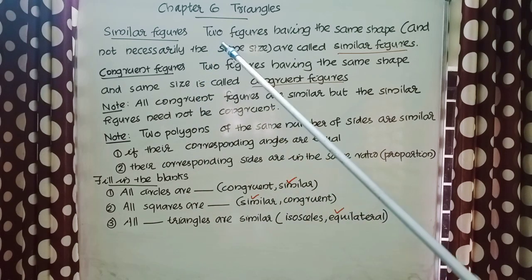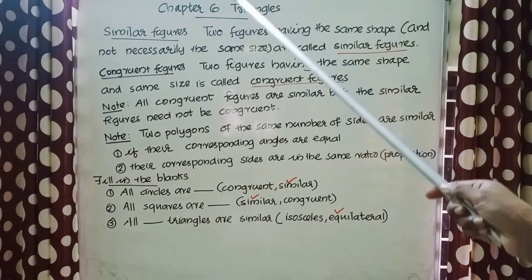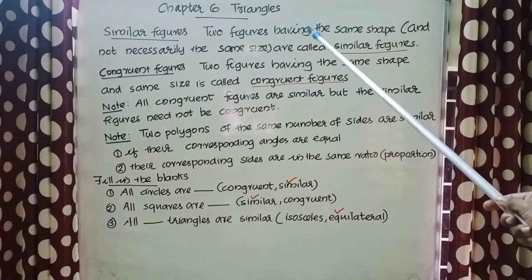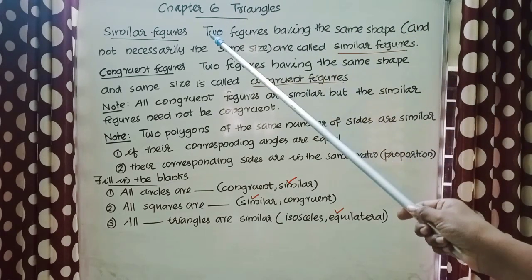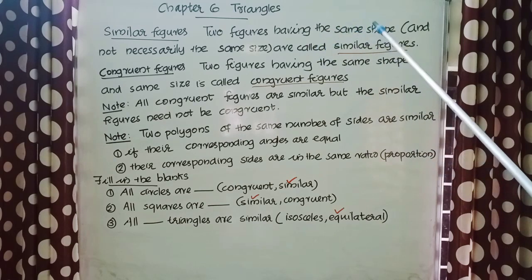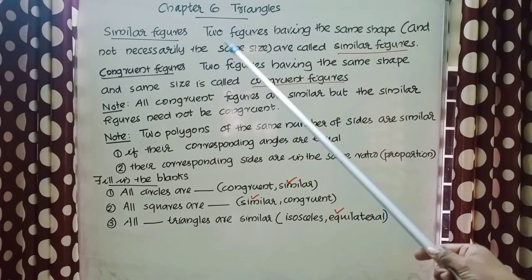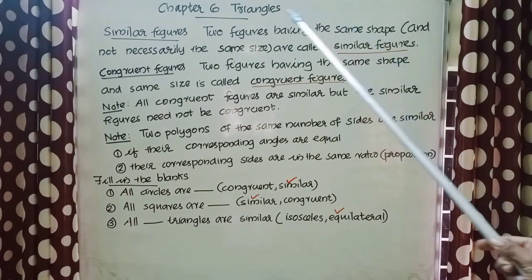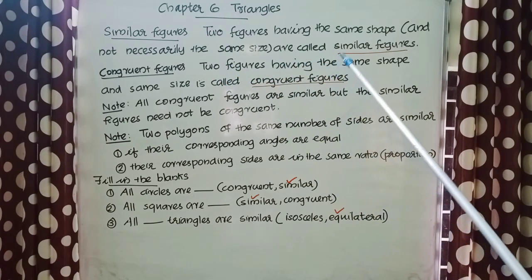In this video, we are going to discuss Chapter 6, Triangles. Similar figures: two figures having the same shape and not necessarily the same size are called similar figures. Congruent figures: two figures having the same shape and same size are called congruent figures.